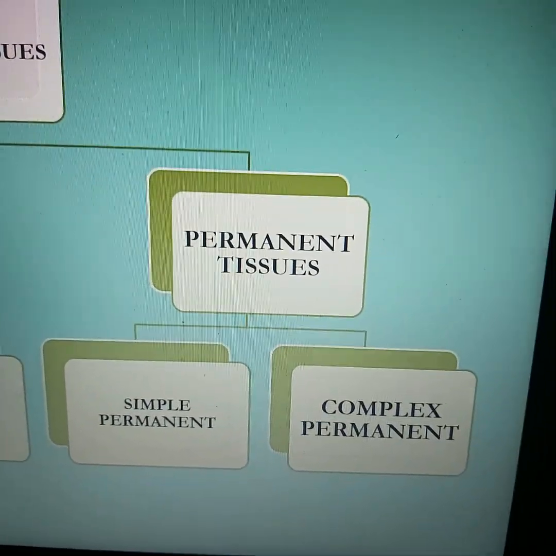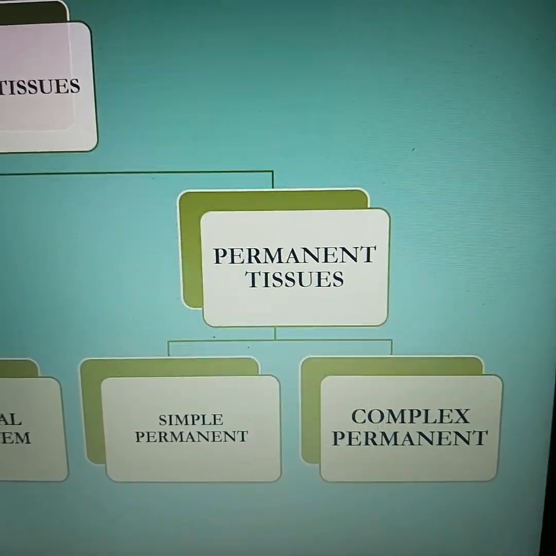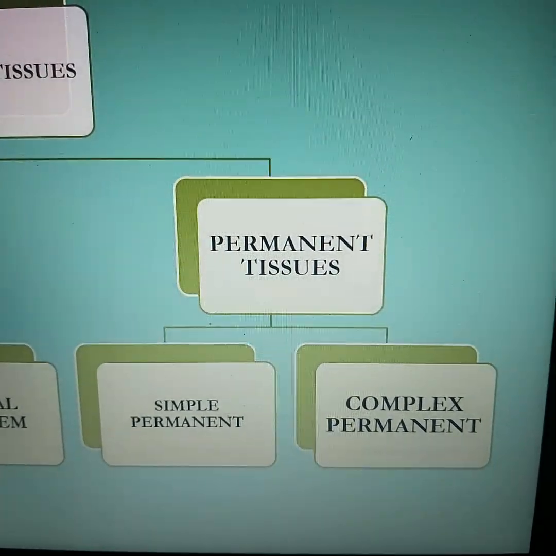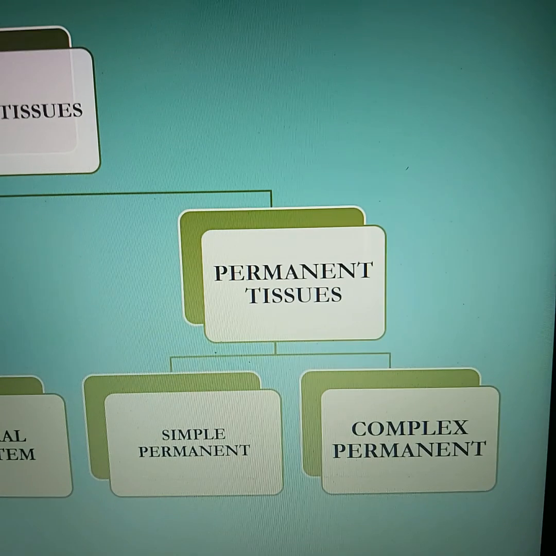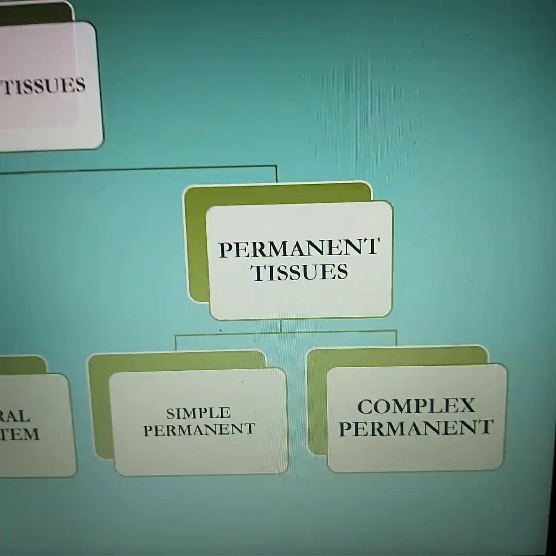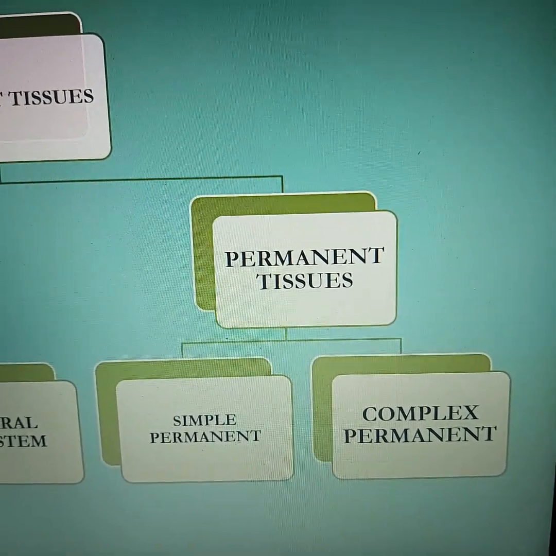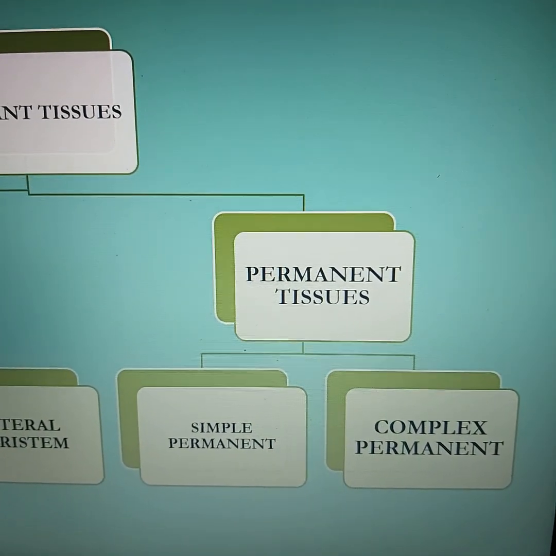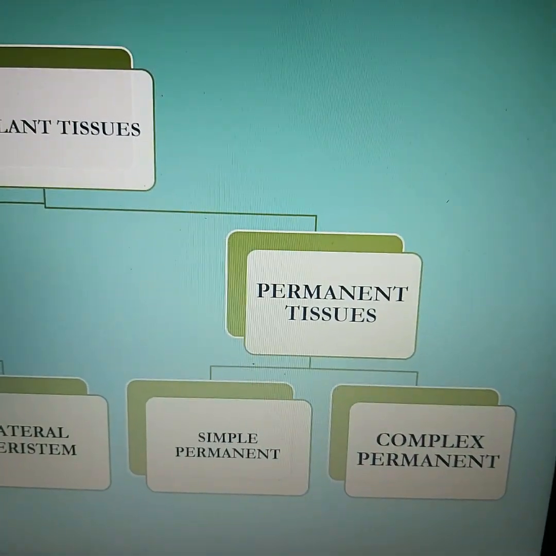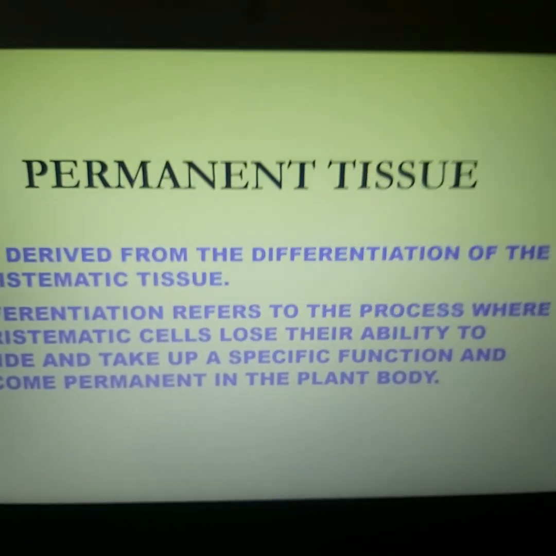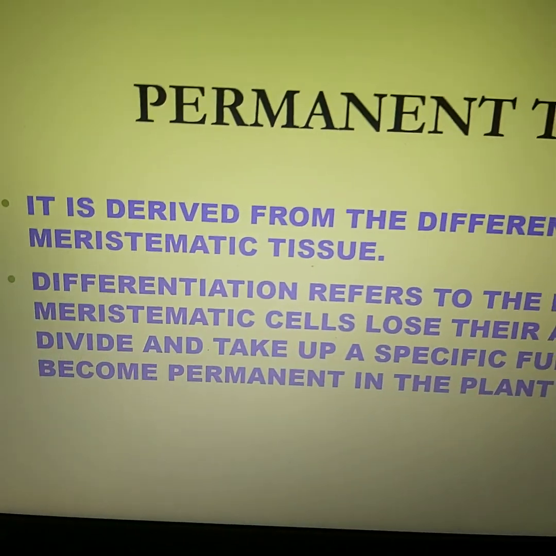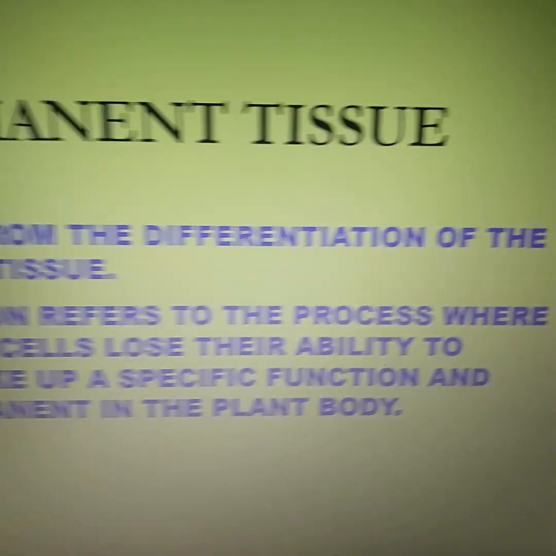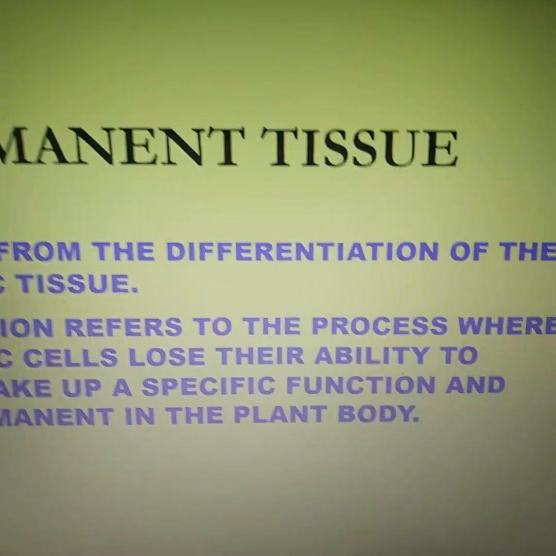We will be learning. But remember one thing, that whatever tissue we will be learning today, that is the permanent tissue, cells of these tissues do not have the ability to divide, so they will not be responsible for growth. In fact, they will be performing a very specific function in the plant body, and it will be comprising of both living as well as dead cells. Okay, so you will find certain tissues which are living in nature and certain tissues which are dead in nature. So let us proceed further. Permanent tissue is derived from the differentiation of the meristematic tissue, which refers to the process where meristematic cells lose their ability to divide, and hence they become permanent in the plant body.